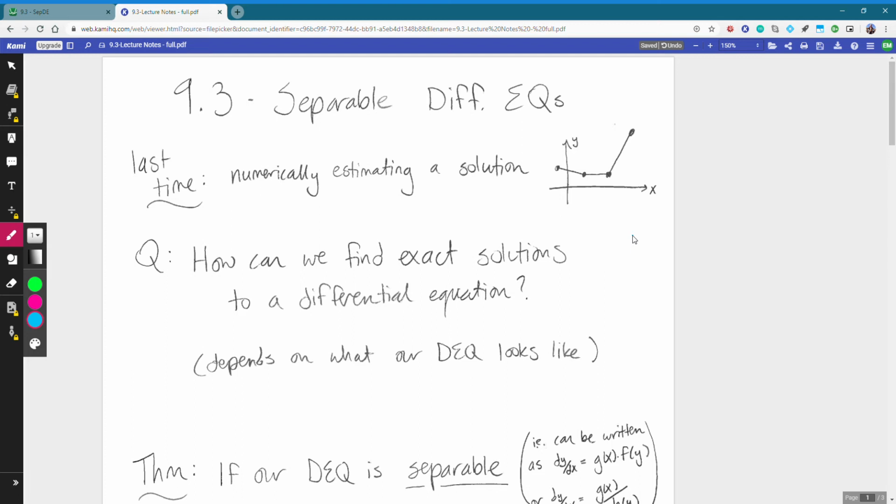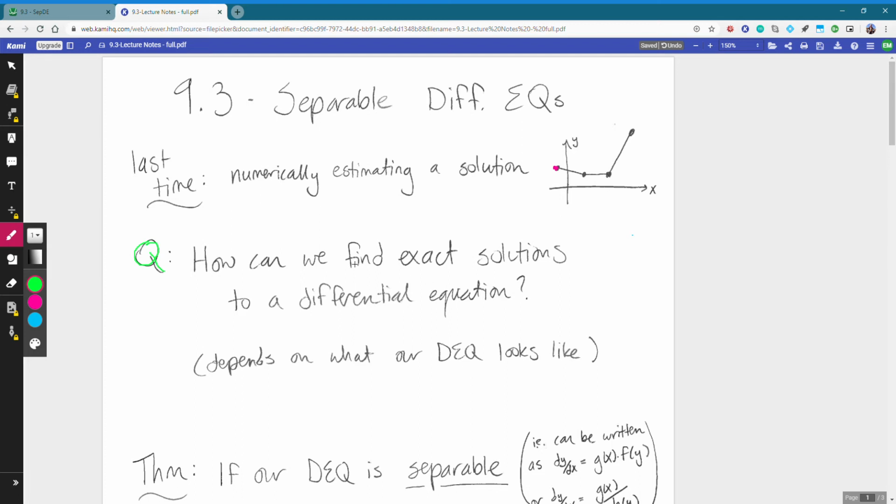Welcome back, everybody. Last time, we saw how we could take a differential equation and, by using a bunch of line segments, numerically get an approximation for a solution, once we have a chosen base point. Today, we're going to see one way that we can look to do better than an approximation. We're going to ask, how can we actually find exact solutions to a differential equation? Not just approximate, but formulas, exact solutions.